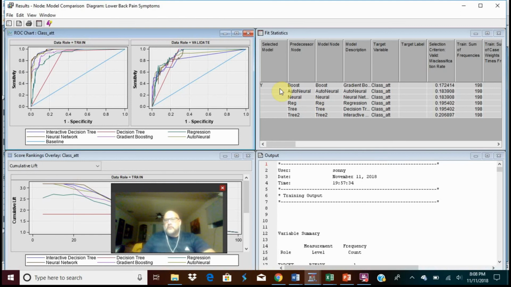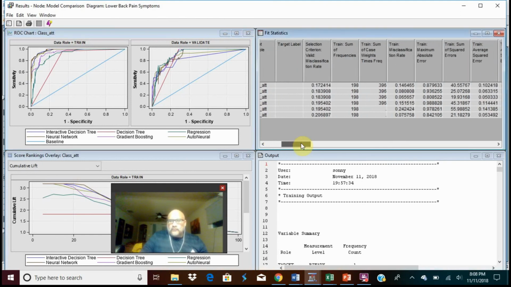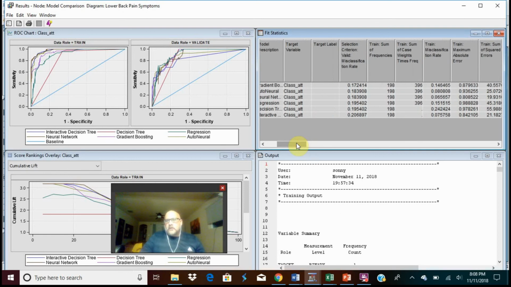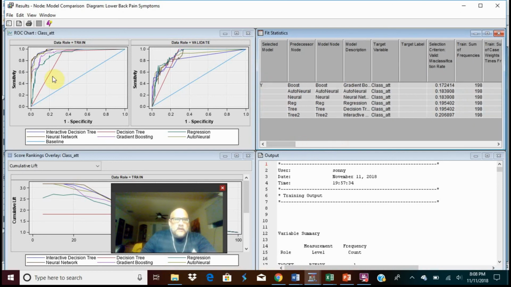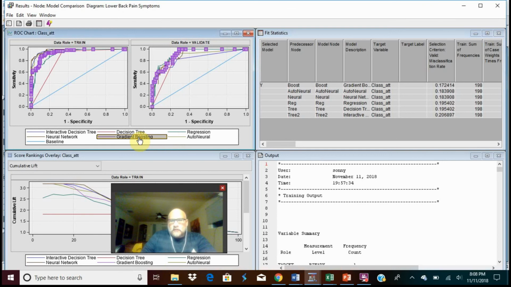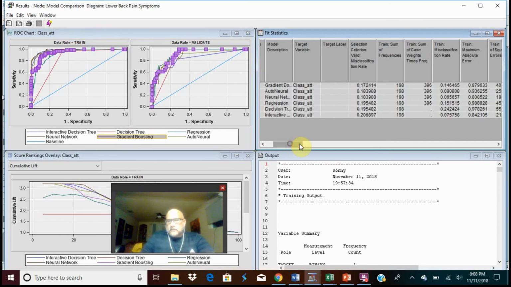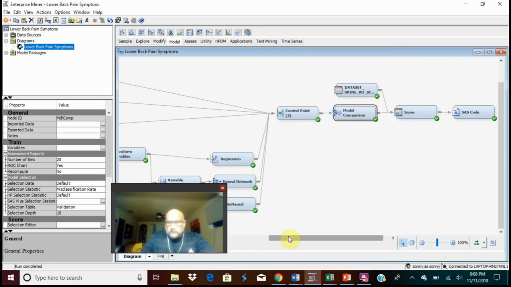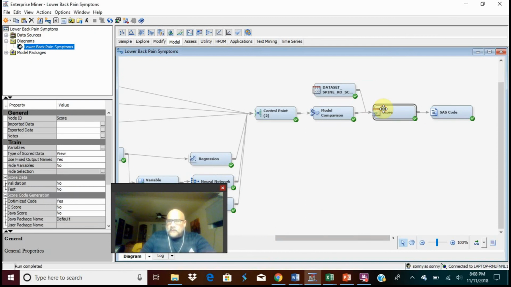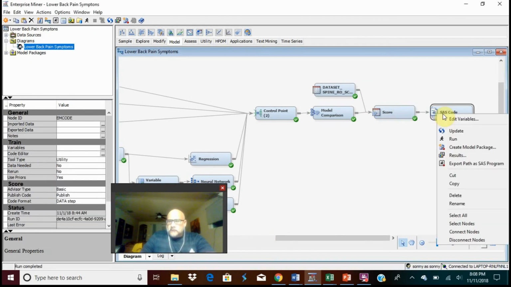You can see here that the gradient boosting model was the one that showed the most predictive power, with a 0.7 misclassification rate. And you can see here in the graphic how it performed, followed by the autoneural network and the neural network, followed closely by those two models. The score, and then the SAS code.